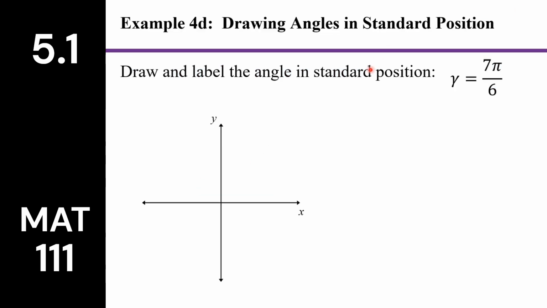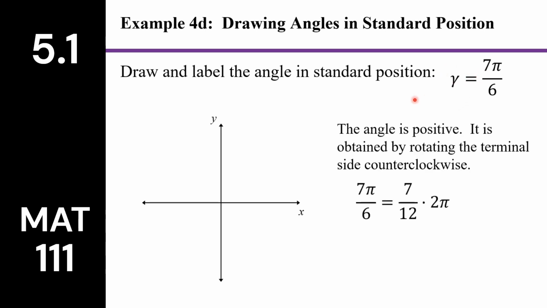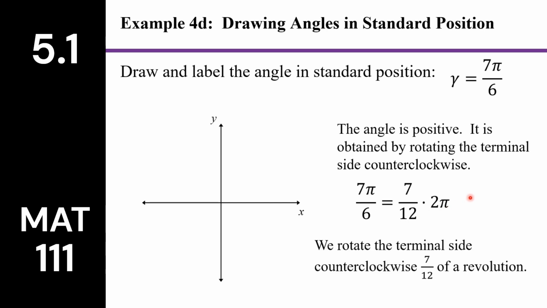For our next example, we're going to be looking at gamma, which is 7 pi over 6. It's a positive angle, so we'll go counterclockwise. 7/6 of half the circle is 7/12 of the full circle, if that's the method you prefer. We're going to go 7/12 of a revolution in a positive counterclockwise direction. So from the initial side, we need to break this up into 12 pieces. If we break the circle up into 12 pieces, they're 30 degrees each.